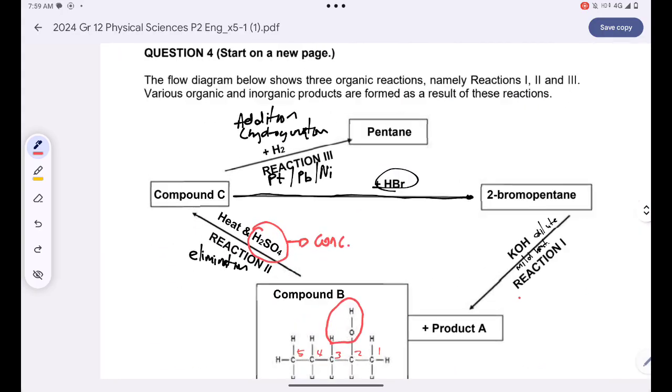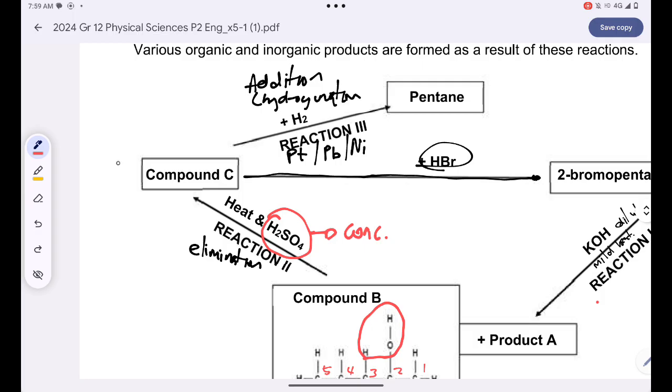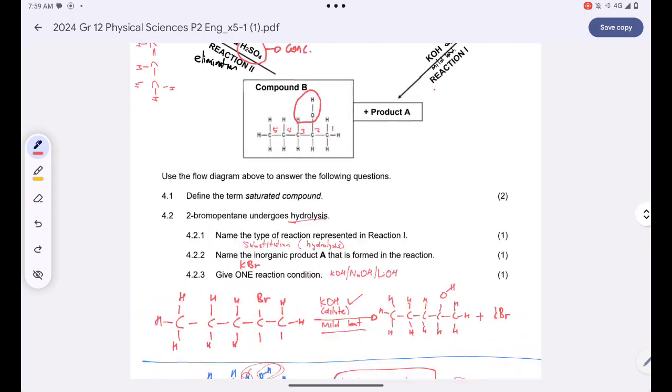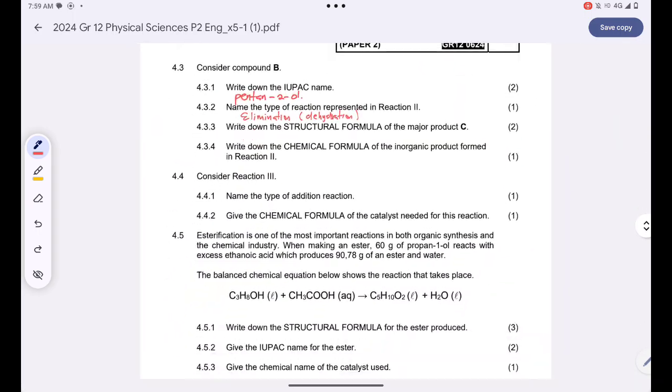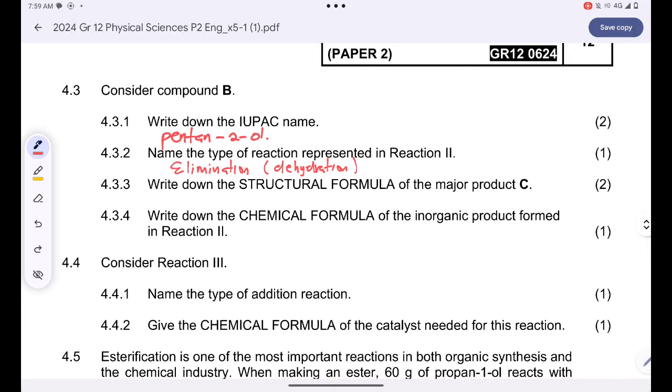Let me go and draw the structure of compound C. That's pent-2-ene. I simply have my hydrogens over there. That's how, guys, you should have drawn it. This is the structural formula of compound C, actually the major product of compound C. Okay, now let's answer the other questions. They want us to write down the chemical formula of the inorganic product formed in reaction 2. You said you have formed water.